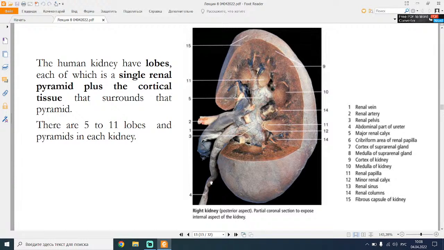This is ureter. What do you see? Ureter. This is fibrous capsule. Pelvis renalis. And this is lobe.